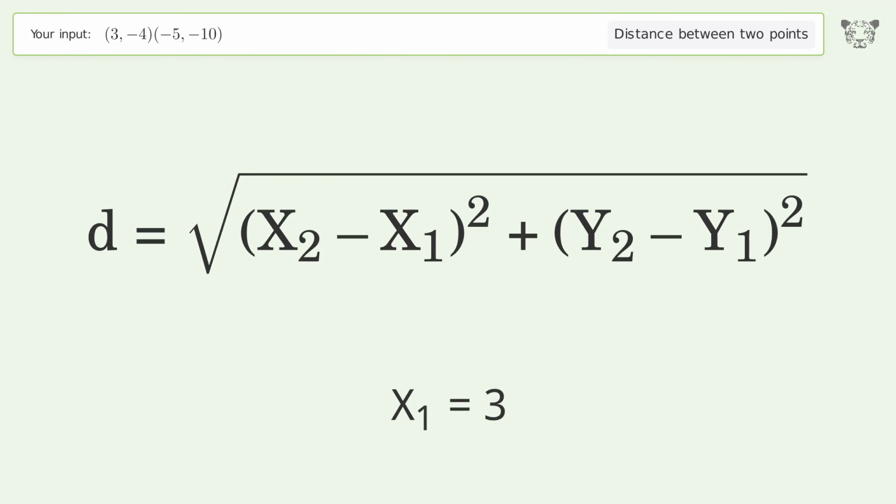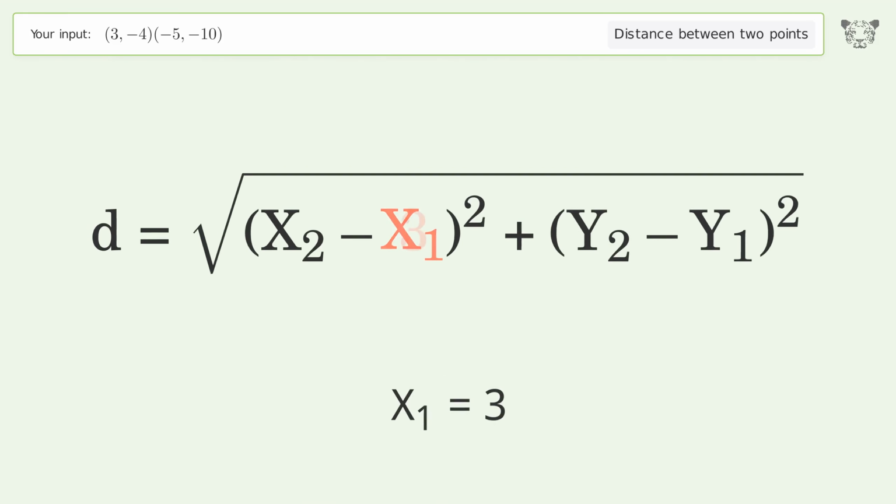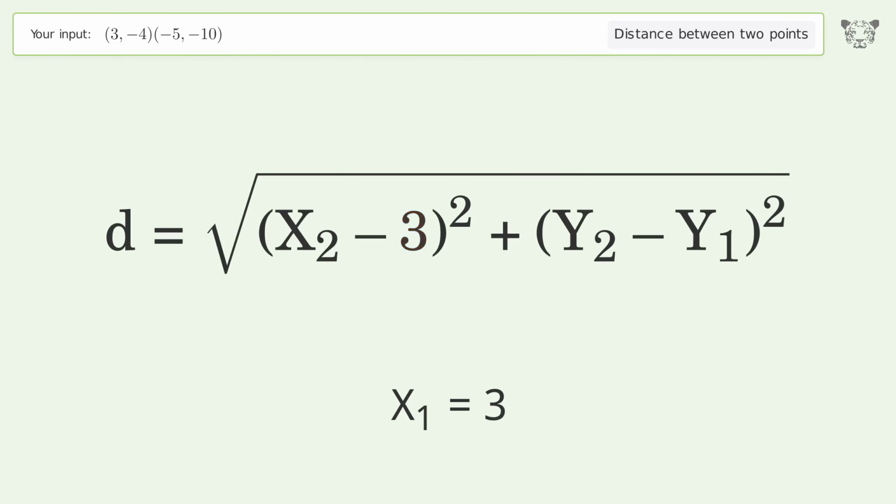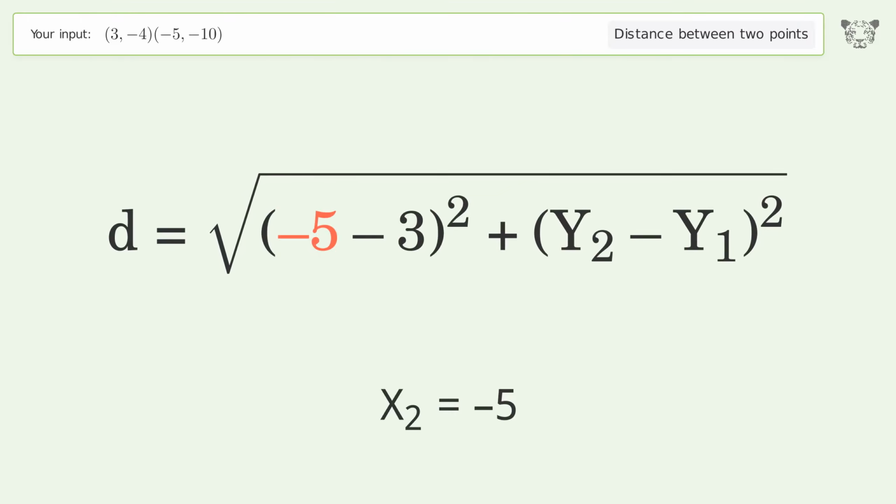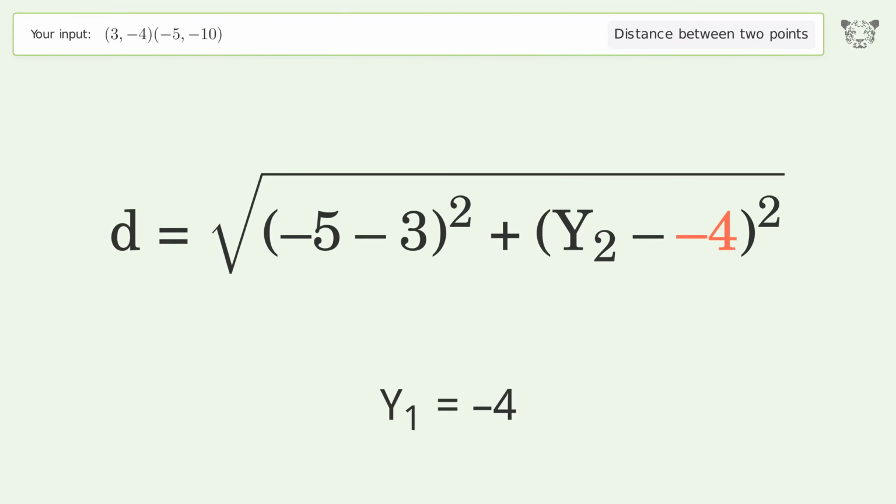x1 equals 3. x2 equals -5. y1 equals -4. y2 equals -10.